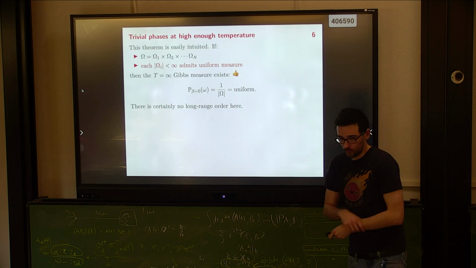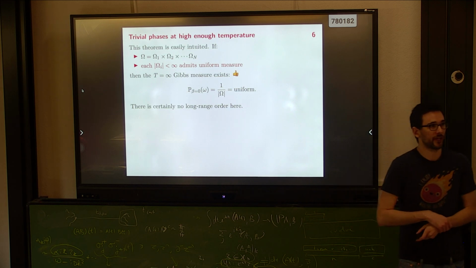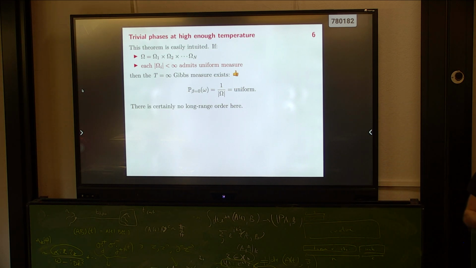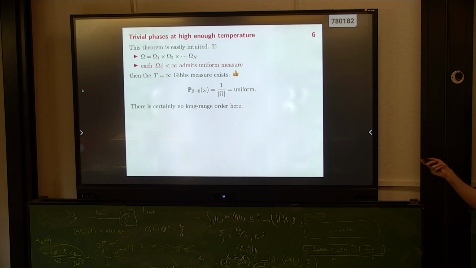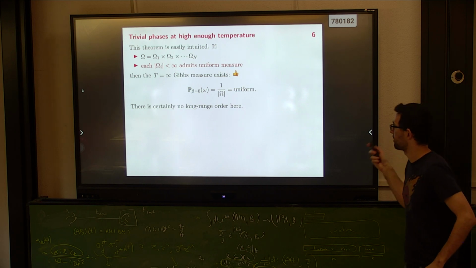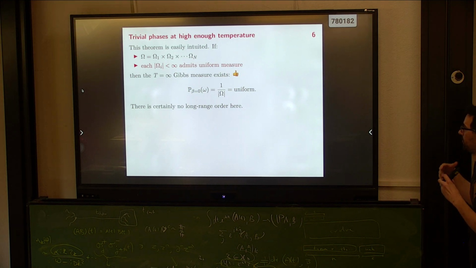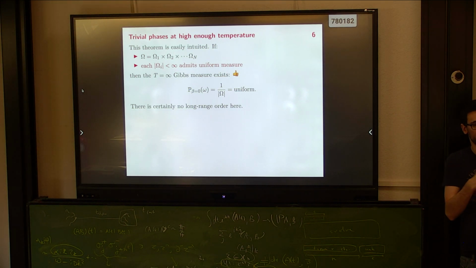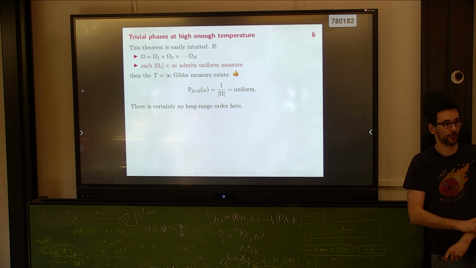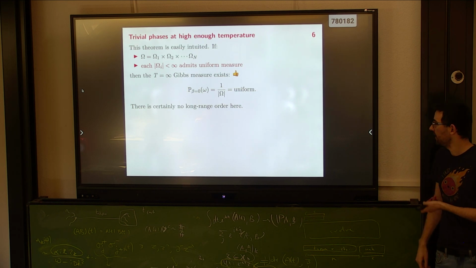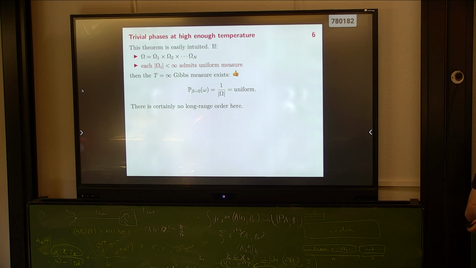Yes, okay. So let me explain why you can't have long-range correlations at high temperature. There's a very elegant argument that one can make precise. The crucial thing is that of our assumptions, one of them was that each of these omegas could be enumerated, and there's a uniform measure on the configuration space. And that's important because it means that the infinite temperature Gibbs measure exists. It's just the uniform distribution. And the uniform distribution certainly has no notion of order.